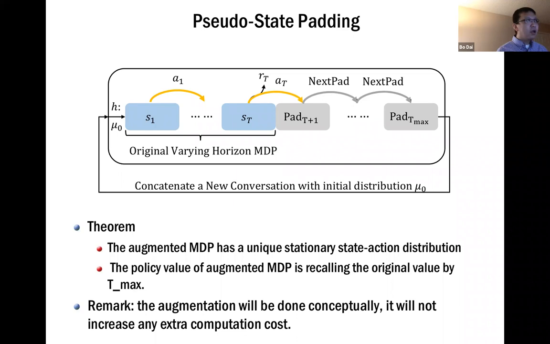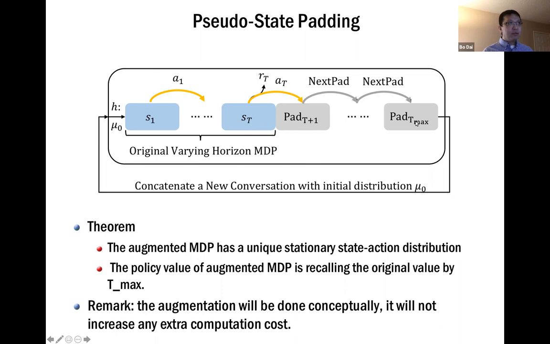First one is how we deal with the varying finite horizon case. As I mentioned, we will introduce a padding scheme. I gave an illustration here. The green part is the original trajectory generated by the original MDP. After step T, it will finish and we will have the reward. But in this padding scheme, we are not stopping here. We say virtually we can still do a deterministic transition from S_T to pad T plus one and so forth, eventually going to pad T max.